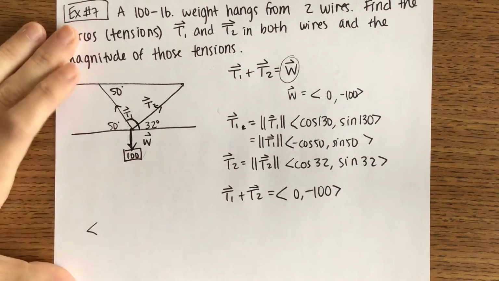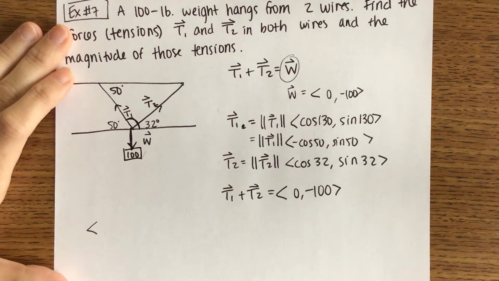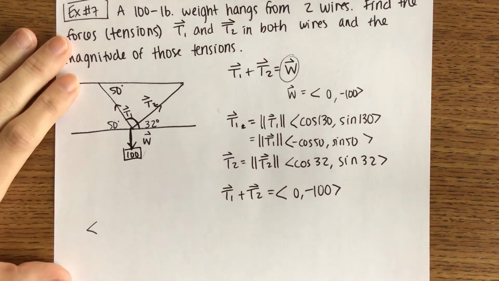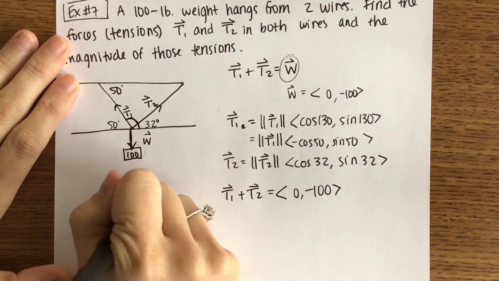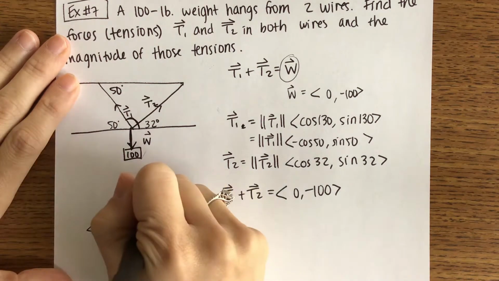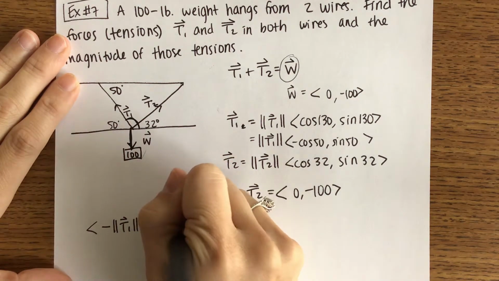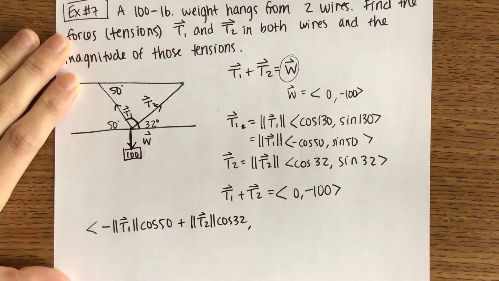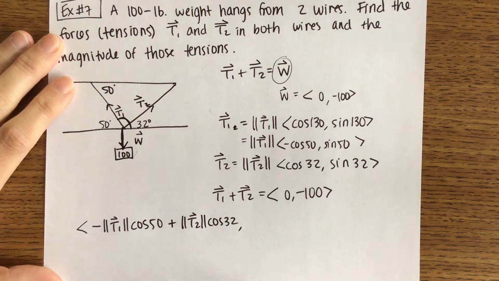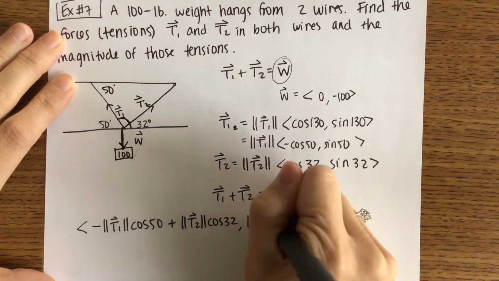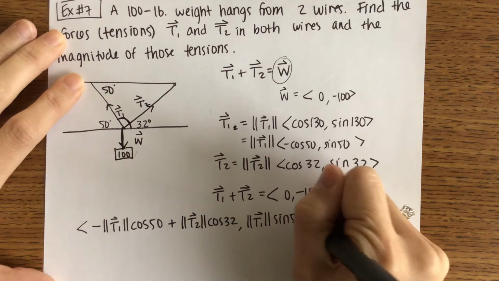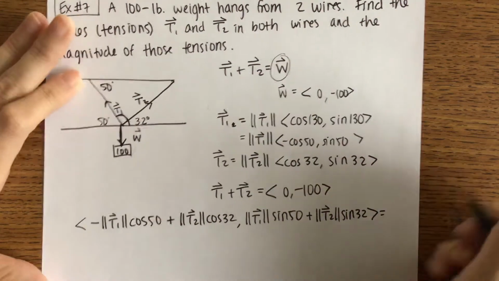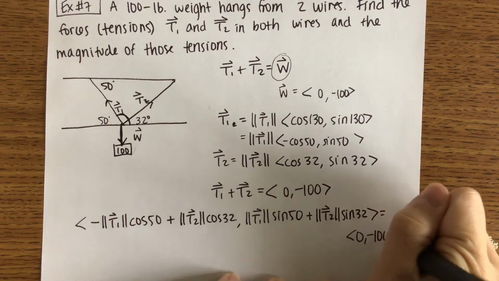Okay. So what I'm going to do is add the x components, and add the y components. So I add this one, add this one. So I get negative norm of T1 cosine of 50 plus norm of T2 cosine of 32. That's all the x component. Do the same for y. Ran out of room, sorry.